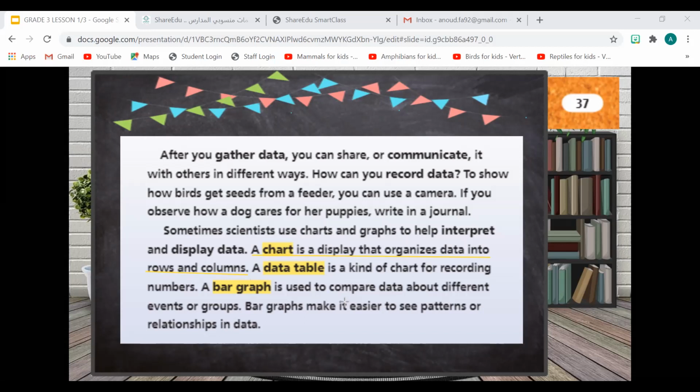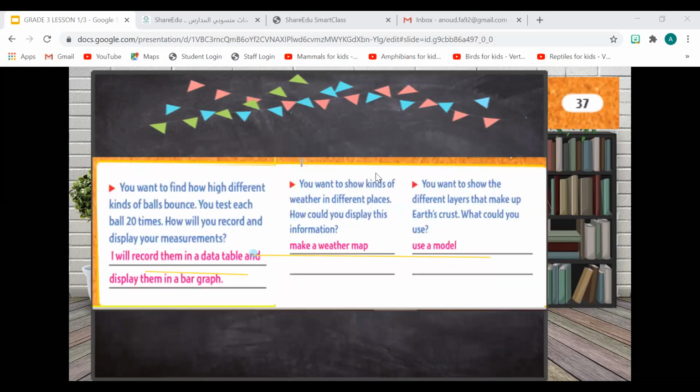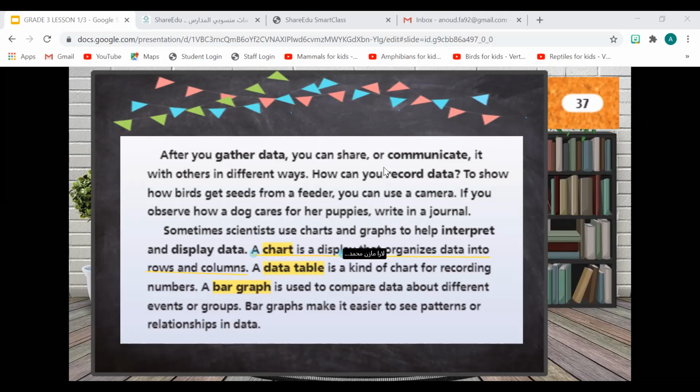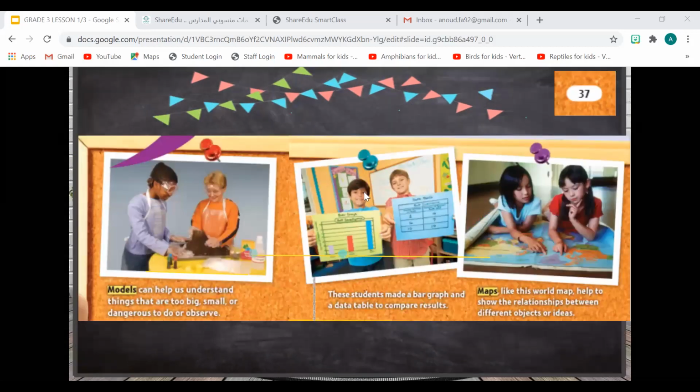Now, a chart means that one, the bar graph and the data table, everything we saw, we call it a chart. Look at these two. These two, we call it a chart. This one is a chart and this one is a chart. But this one has a name. We call it a data table. Why data table? Because it has numbers and information. But a bar graph comes from the word design or draw, okay? And bar because it has bars.